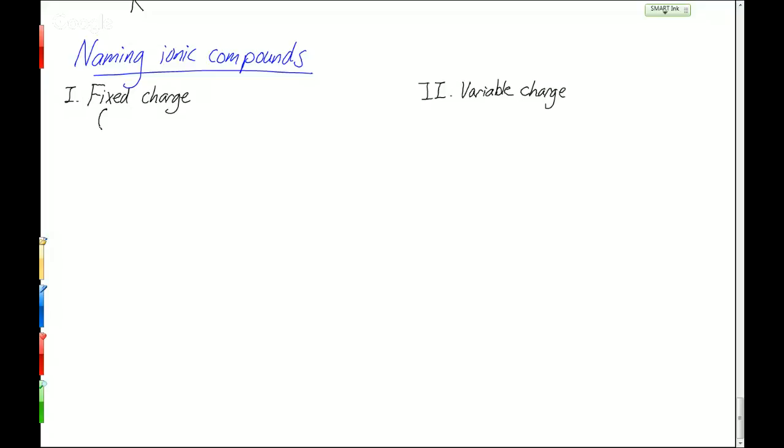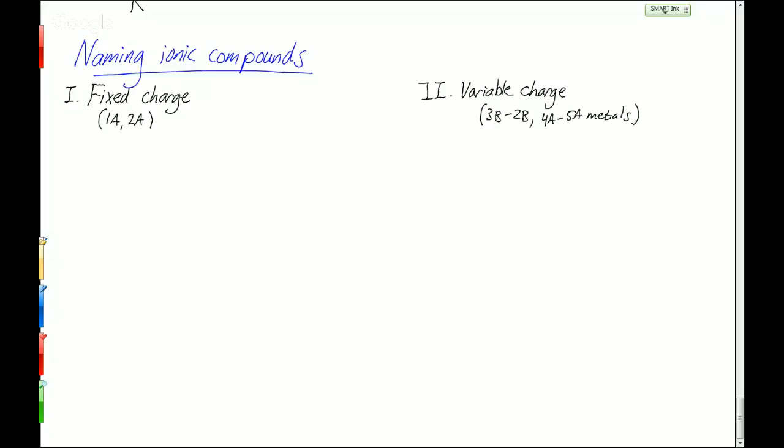So these would be column 1A, 2A. Variable charge is everything else, so mostly 3B to 2B, that whole row, and actually some others. Let's make that more complete. The metals in 4 and 5A are also variable charge. All right, let's talk about the first one.